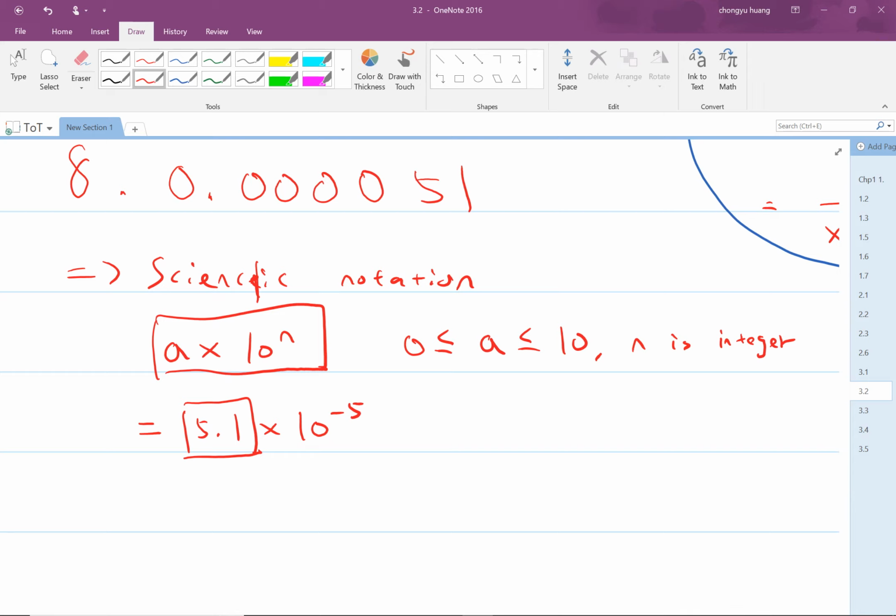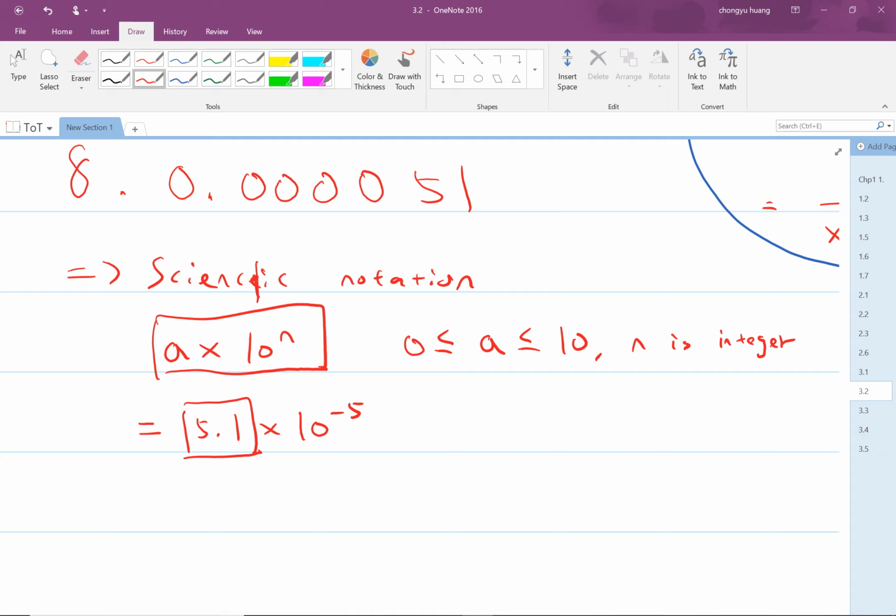And let's also talk about why we can't put 51 as the number, right? Why we can't put 51, because you can see 51 is actually not in 0 and 10, right? So you may ask me why we can't put 51 as a, because 51 doesn't meet the requirement. It's not in 0 and 10. 5.1 is actually our biggest number, so you have to put 5.1.